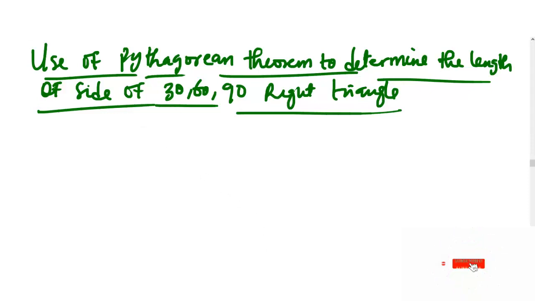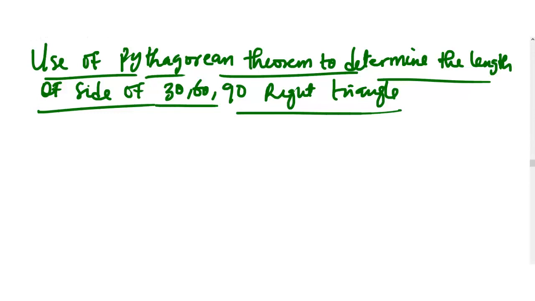So in this video, I'm going to be using the Pythagorean theorem to determine the length of the sides of a 30, 60, 90 right triangle. Now, for us to be able to achieve this, we would have to use an equilateral triangle with length of side 2x units, right?